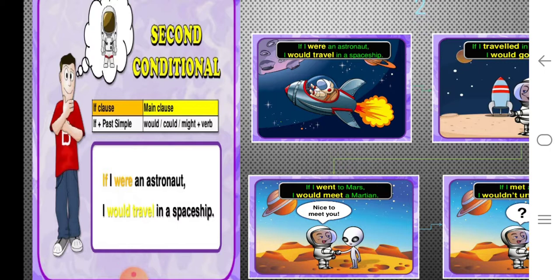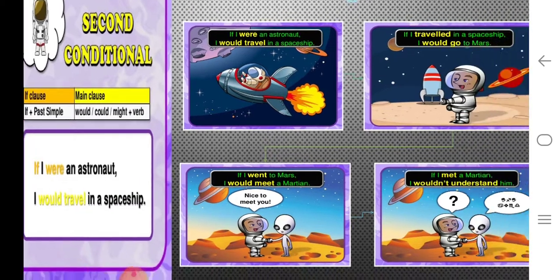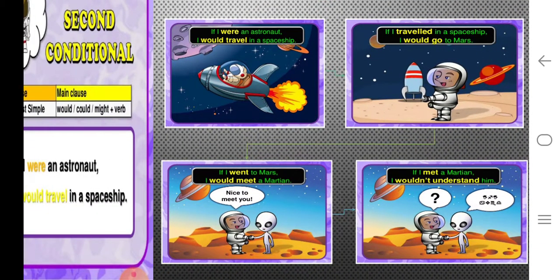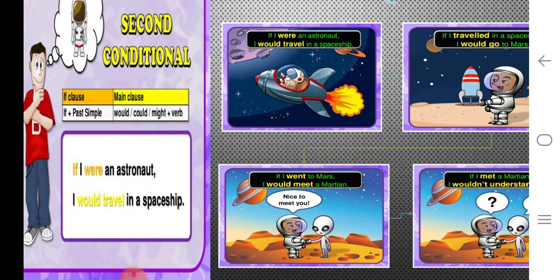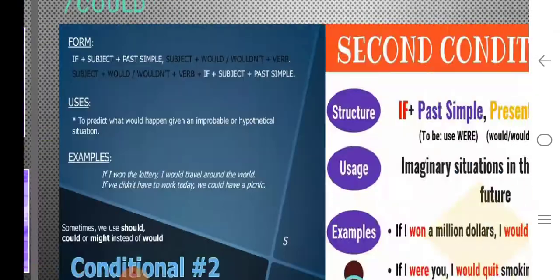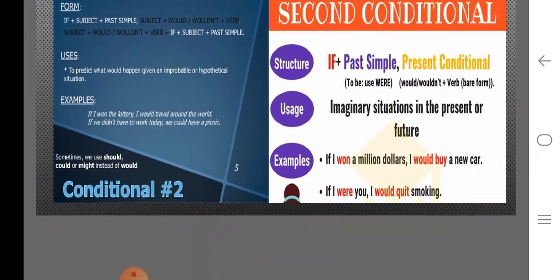Now look at the example. If I was an astronaut, I would travel in a spaceship. So here we are talking about something in the past. If I was an astronaut, I would travel in a spaceship. If I were an astronaut, I would travel in a spaceship. If I traveled in a spaceship, I would go to Mars. If I went to Mars, I would meet a Martian. If I met a Martian, I would understand him. So these are the different examples of second conditional where you are using if plus past tense plus your main clause and verb. Look at the different examples that I have given you here.